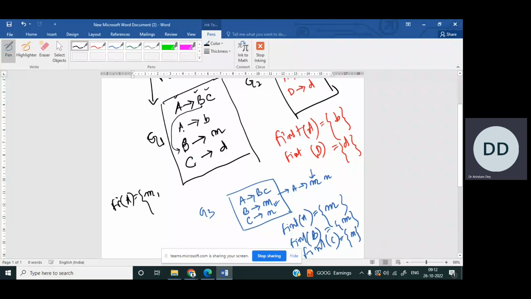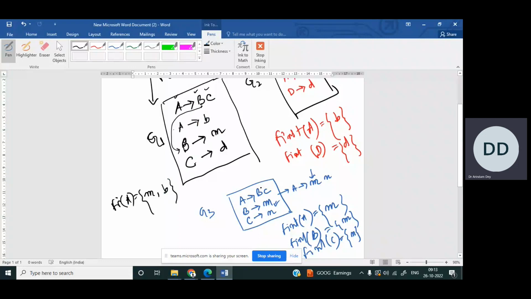But one more production is there under A, that is A can generate B. This B is a terminal, right? So B can be another option for A. So the first of A contains two different terminals. One is called small m, another is B. Because in this example, you can check that one non-terminal may have multiple terminals in its first function.